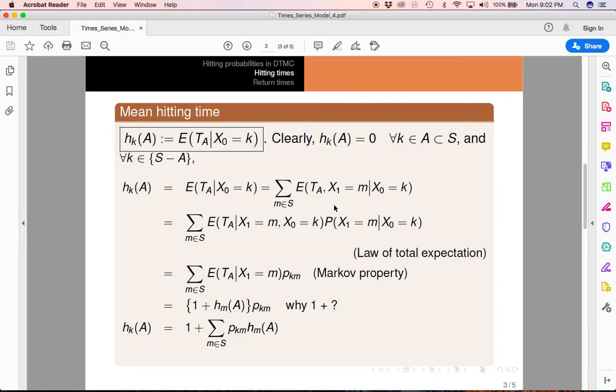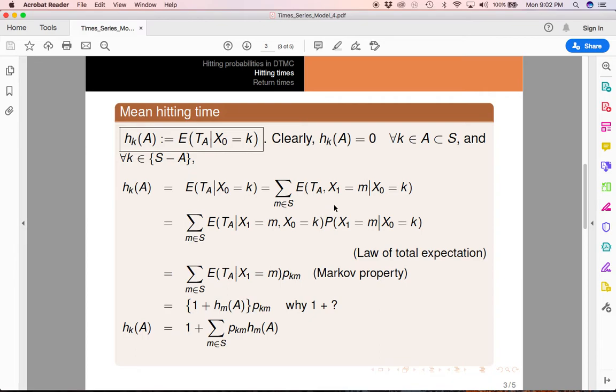Then we would apply the law of total expectation, which will enable us to write the summand as the expected value of T sub A, given X sub 1 is equal to m and X sub 0 is equal to k, times the probability that X sub 1 is equal to m, given X sub 0 equal to k. We then use the Markov property, ignore the effect of X sub 0 equal to k, and retain just X sub 1 equals m, because that happens to be the most recent information that we have.